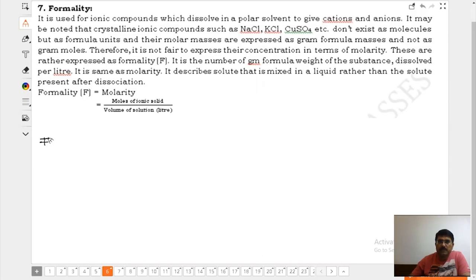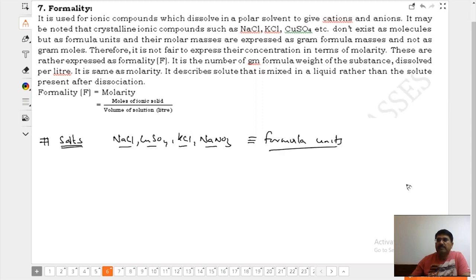Formality is used for salts. Because NaCl, copper sulfate, KCl, sodium nitrate, we cannot call them molecules. We simply call them formula units. So for salts, we define formality.